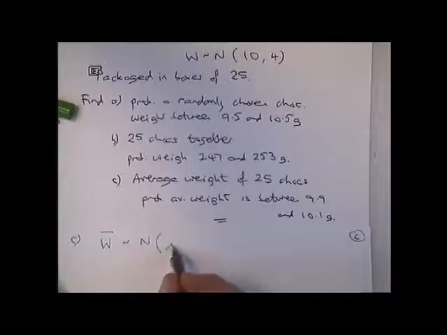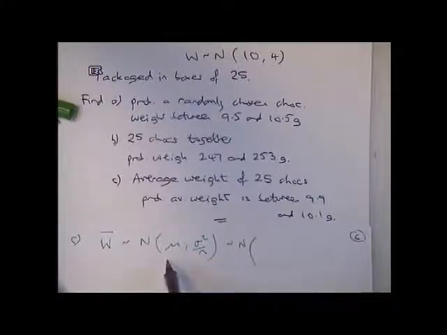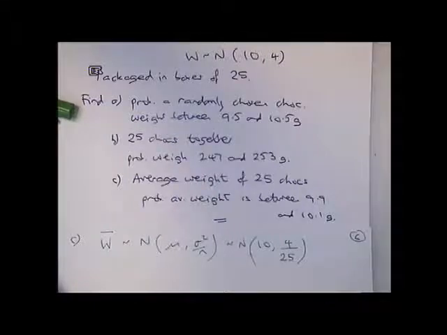Central limit theorem says mu and sigma squared over n. So that will be how the mean of the sample is distributed. Here it's going to be normal. Mu is going to be 10, and the variance is going to be sigma squared, which was 4, over the size of our sample, 25. I thought last lesson you said that sigma squared over n was the whole thing squared. No, it's sigma squared, just divided by n. Okay, right.